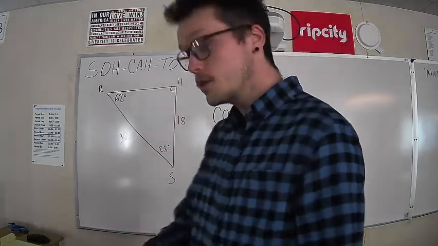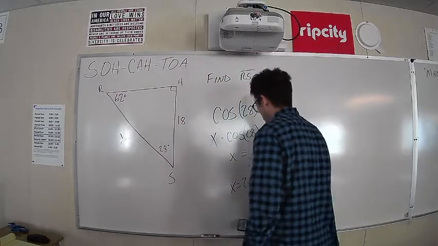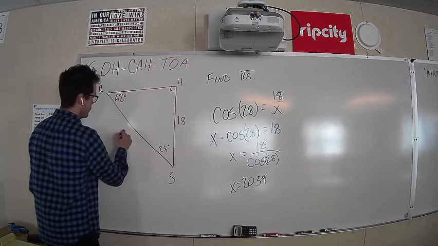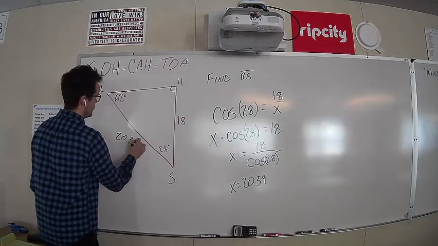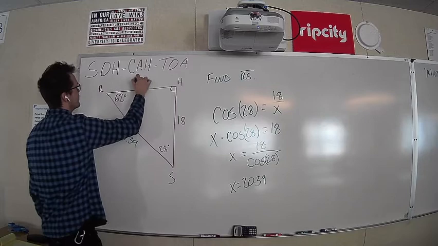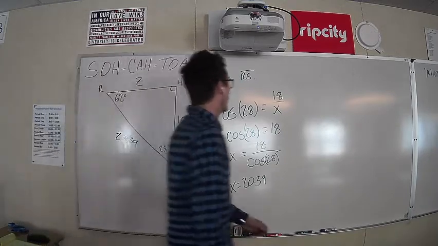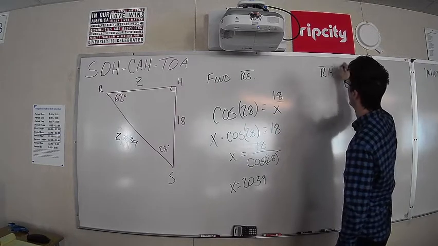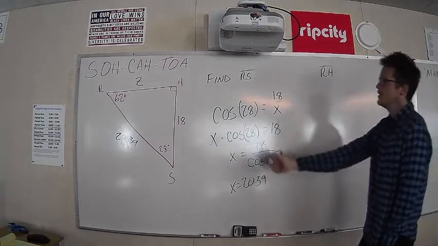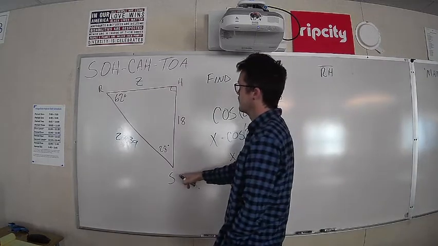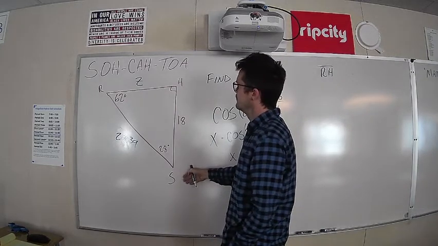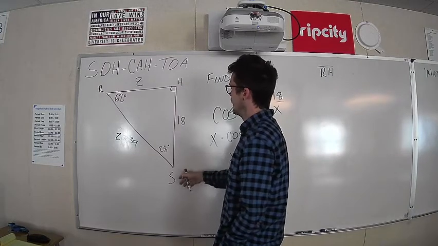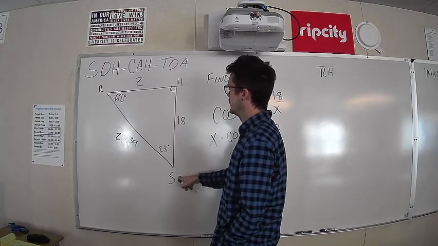Okay, so we found the length of our hypotenuse. Let's take it one step further, though. I want to find the other side without using Pythagorean theorem. So this is 20.39 units. I now want to find this third side. Here's how we're going to do this. So this is for side RH. Let's keep looking at it from the perspective of angle S here.